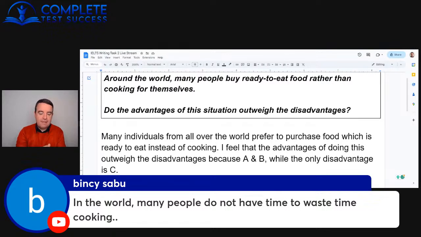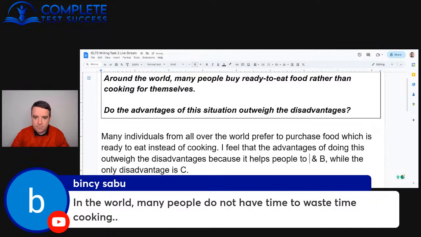So if the question said, why are people doing it? Why are people doing this? That would make sense. But you weren't asked why people were doing it. So we don't want to explain why they're doing it. We want to explain why we think it's good that they're doing it. So that could certainly be one of our advantages, but not the way you've written it. So it would be something like this: because it helps people to save time. Okay.